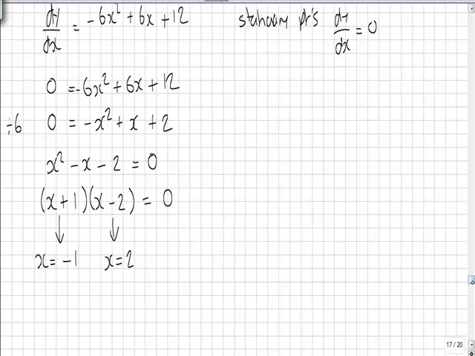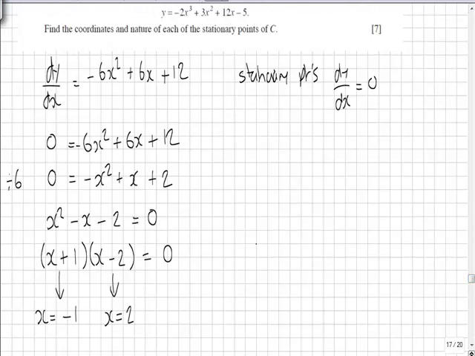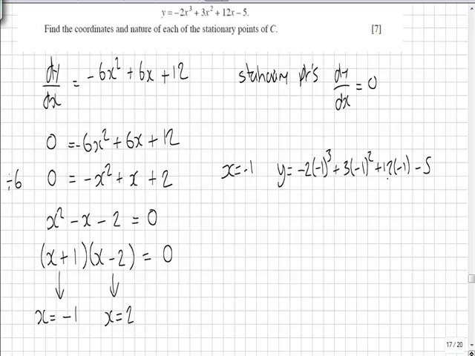The next stage would be to find the corresponding y coordinate by substituting into the original equation of the curve. So when x equals minus 1, y will equal minus 2 times minus 1 cubed plus 3 times minus 1 squared plus 12 lots of minus 1 minus 5. That's going to give us plus 2 plus 3 minus 12 minus 5, which is 5 minus 17, which is equal to minus 12. So our first coordinate is minus 1, minus 12.